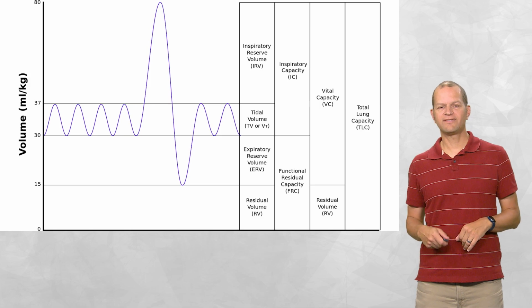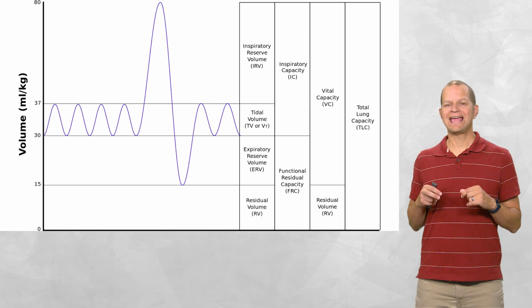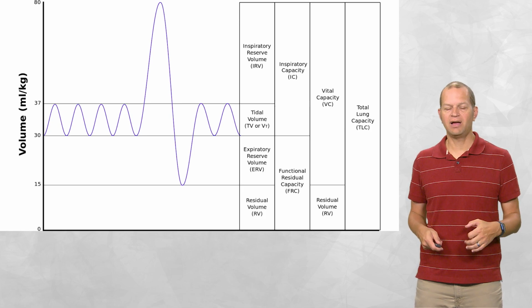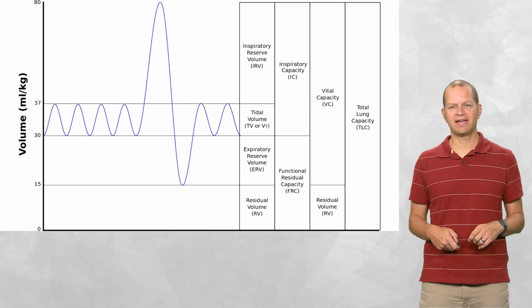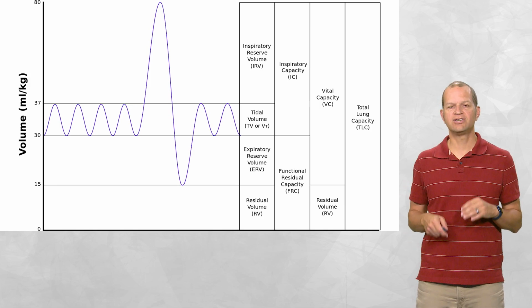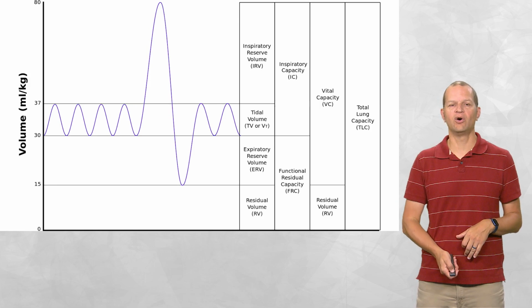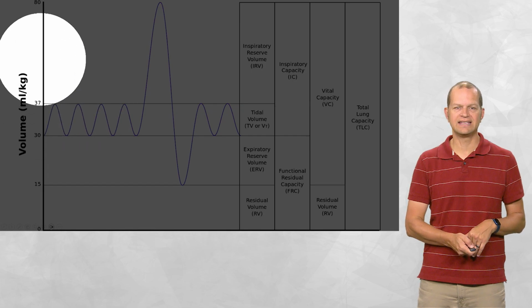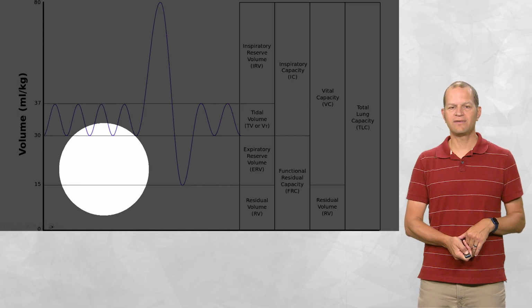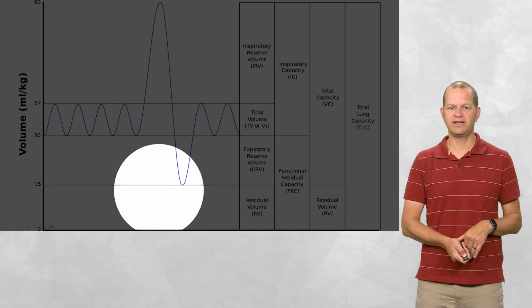Okay, so here we've got a figure that shows 8 different volumes and capacities. On the x-axis is time, on the y-axis is volume. Okay, and don't worry about the units here. It doesn't really matter what they are. But what you need to know are a couple things. One, as we go up the y-axis here, this is inhalation as we go up, exhalation as we go down. Okay, right here we've got this bottom horizontal line.